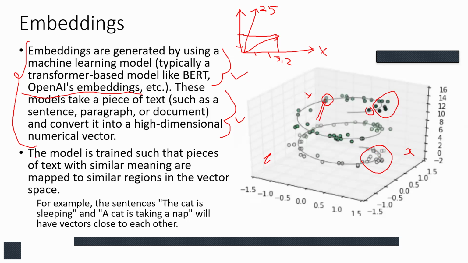Let me read this one also. The model is trained such that pieces of text with similar meaning are mapped to similar regions in the vector space. So in this three-dimensional space, these vectors mean they are talking about the same thing. They are semantically similar. Semantic means meaning-wise they are similar. One is your text based search or keyword search, right?